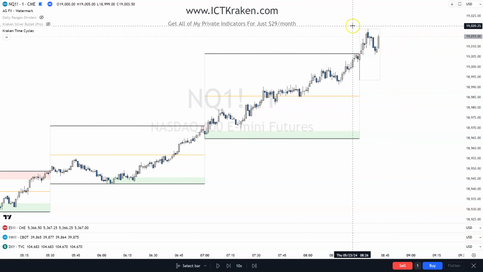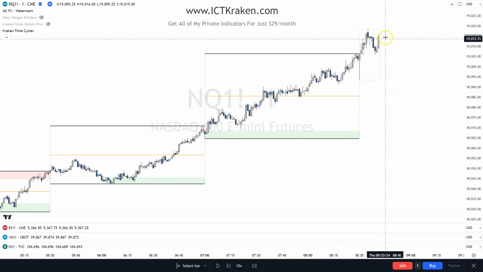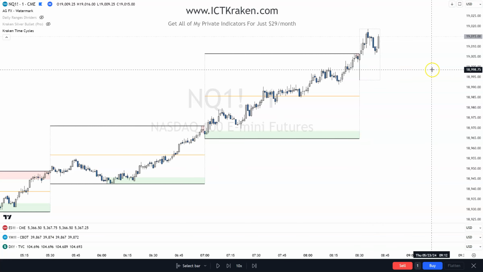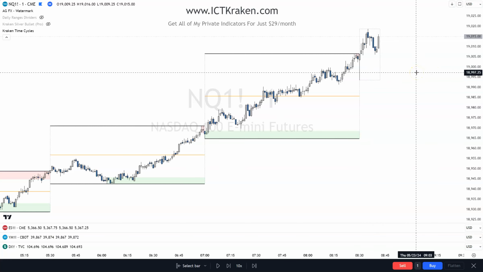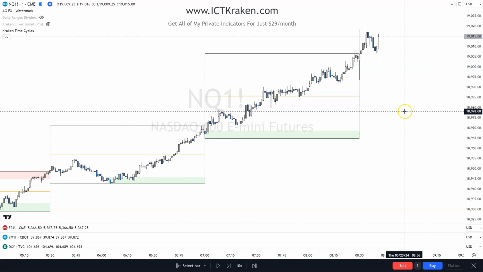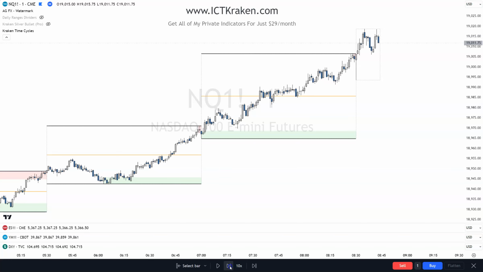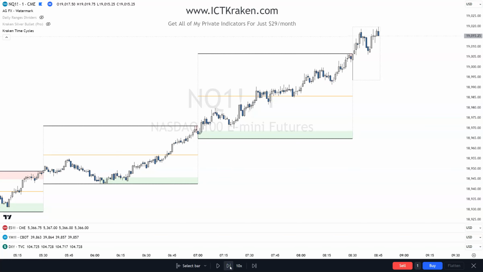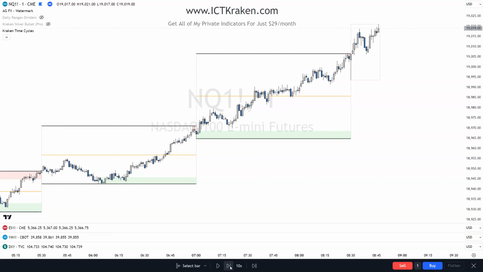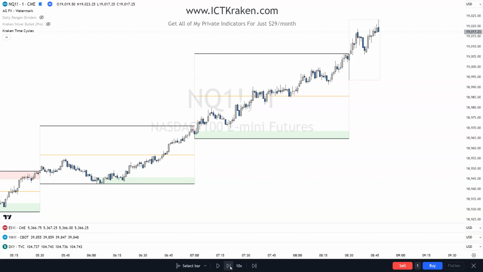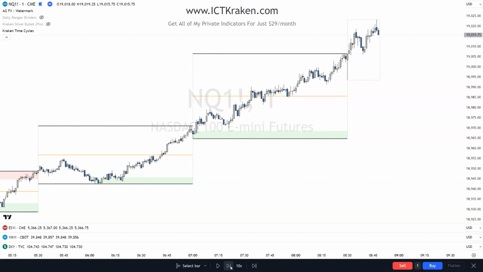All right, so what I'm looking for is SMT with one of the indices, and then I want to see a breaker, right? That's my perfect setup. I love trading that. So in this scenario, let's go candle by candle here. And let's see, taking out the all-time high right there. Okay. All right, let's look at this.